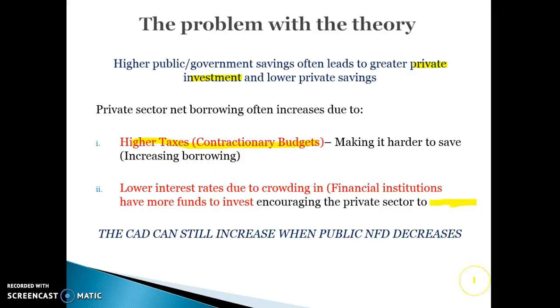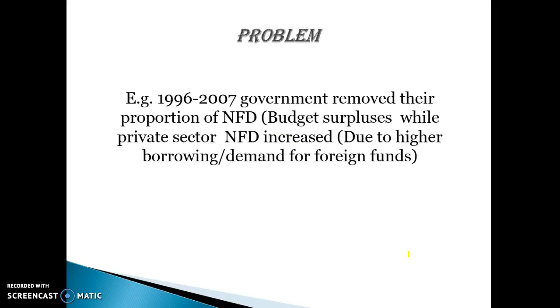So because of the lower interest rates, not only are consumers more likely to borrow, but firms are more likely to invest, and that can lead again to an increase in private sector borrowings and therefore jeopardise the goal of external stability. So the CAD still can increase when public sector debt decreases because of the private sector borrowing more, because of potentially higher taxes and lower interest rates. Overall, budget surpluses should help to reduce the current account deficit and reduce the total level of net foreign debt, but this is just one weakness of running contractionary policies.